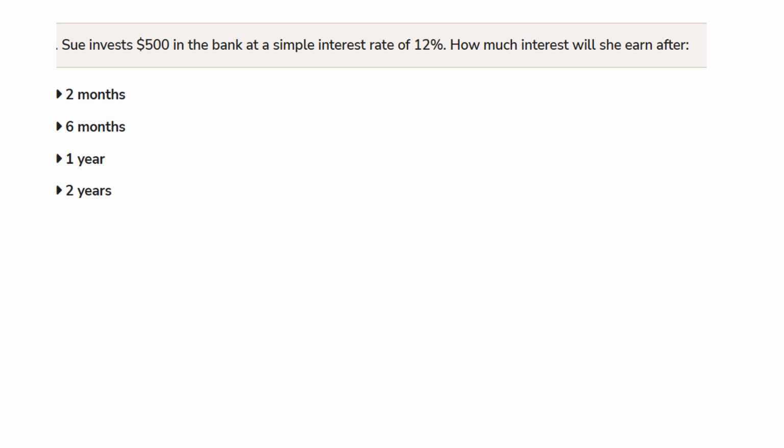Well, this is the first question. This is the basic question for better understanding of simple interest. Sue invests $500 in the bank at a simple interest rate of 12%. How much interest will she earn after?